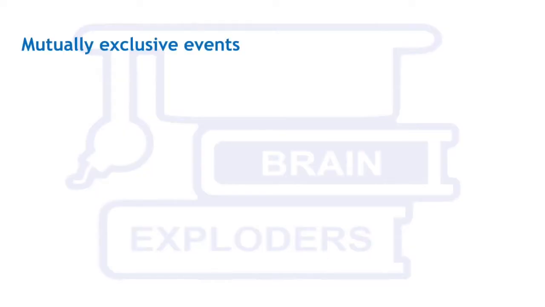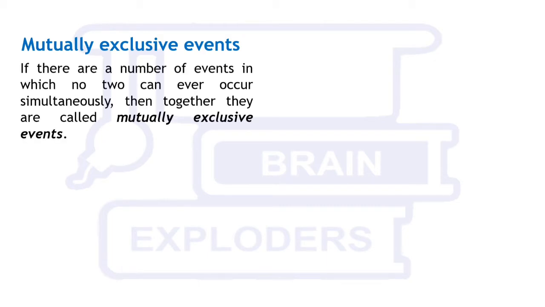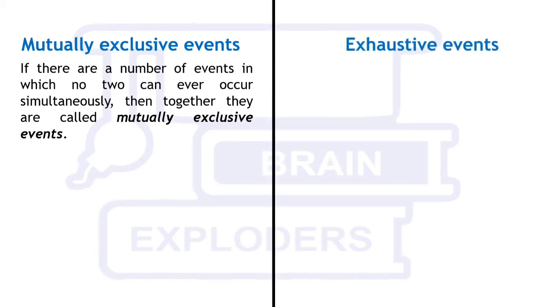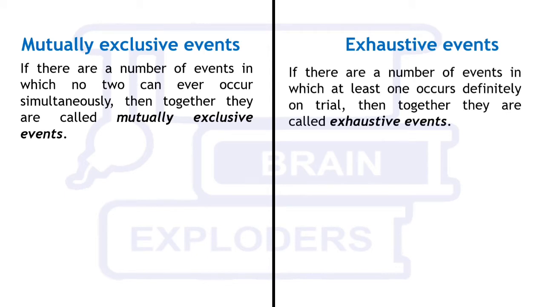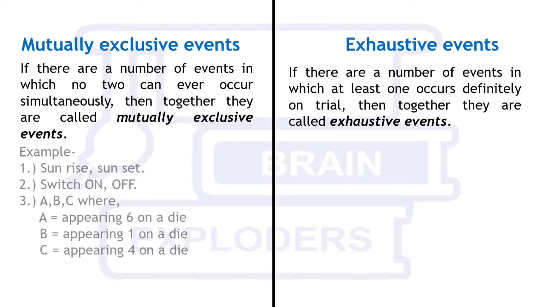Before solving the problem, let us get familiar with some of the terms which we will use in this problem. First one is mutually exclusive events. If there are a number of events in which no two can ever occur simultaneously, then together they are called mutually exclusive events. The other one is exhaustive events. If there are a number of events in which at least one occurs definitely on a trial, then together they are called exhaustive events. These two are not opposite of each other, actually they are different.